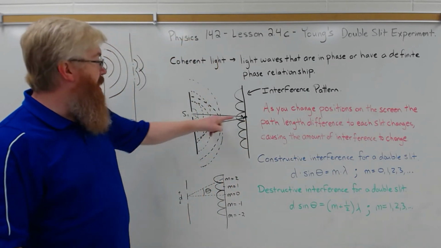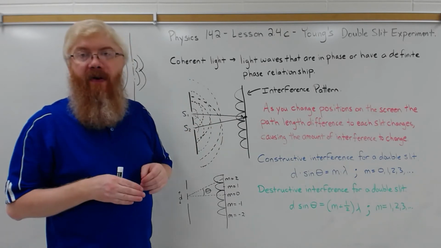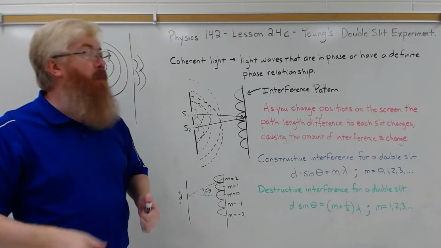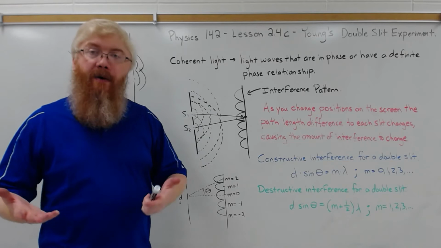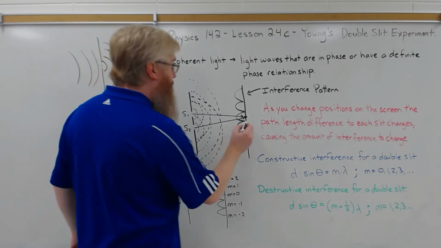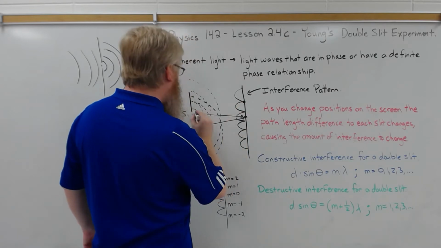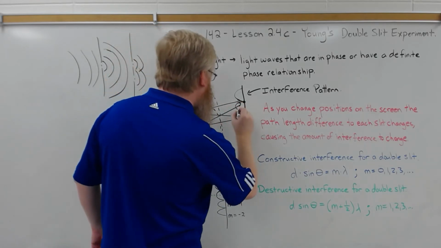They both go some distance. Depending on what the distance is, they might be in phase or out of phase. If their peaks line up and their troughs line up, they're in phase, and you get what's called, if you remember, constructive interference. The light gets brighter. But as you move up, you might come to an area, let's say here, where you can see the distance from slit 1 is shorter than the distance from slit 2.